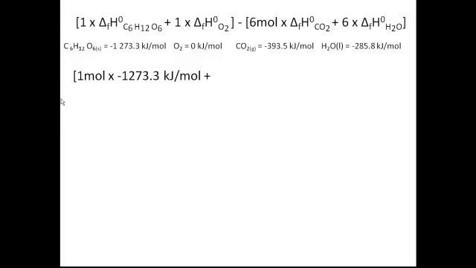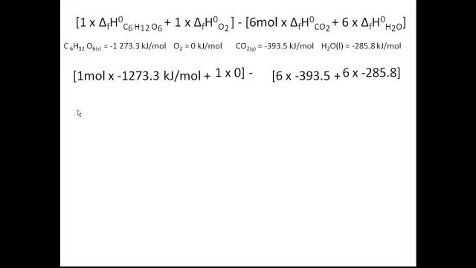Now plus I've got 1 mole of oxygen gas. Again, the heat of formation of oxygen is 0 kilojoules per mole, but I'll put it in there, 1 times 0. You can omit this if you like. Now minus 6 times the heat of formation for carbon dioxide, so 6 times negative 393.5. Now plus 6 times the heat of formation for H2O liquid, so 6 times negative 285.8.